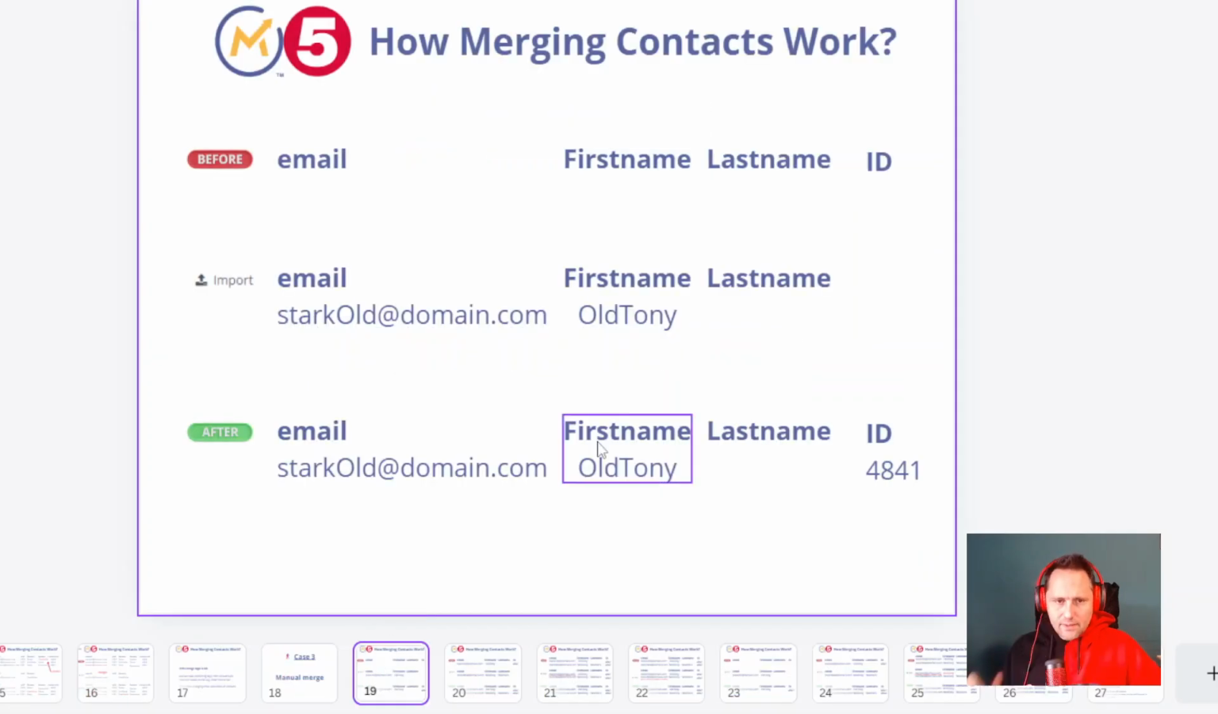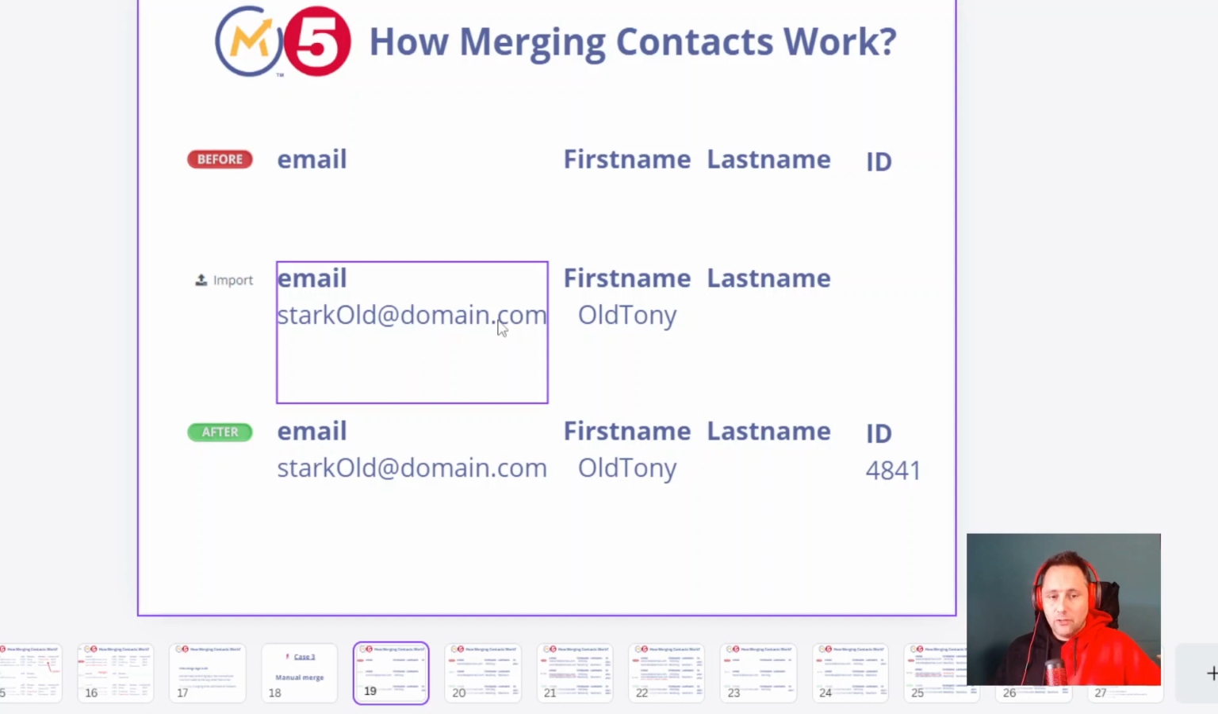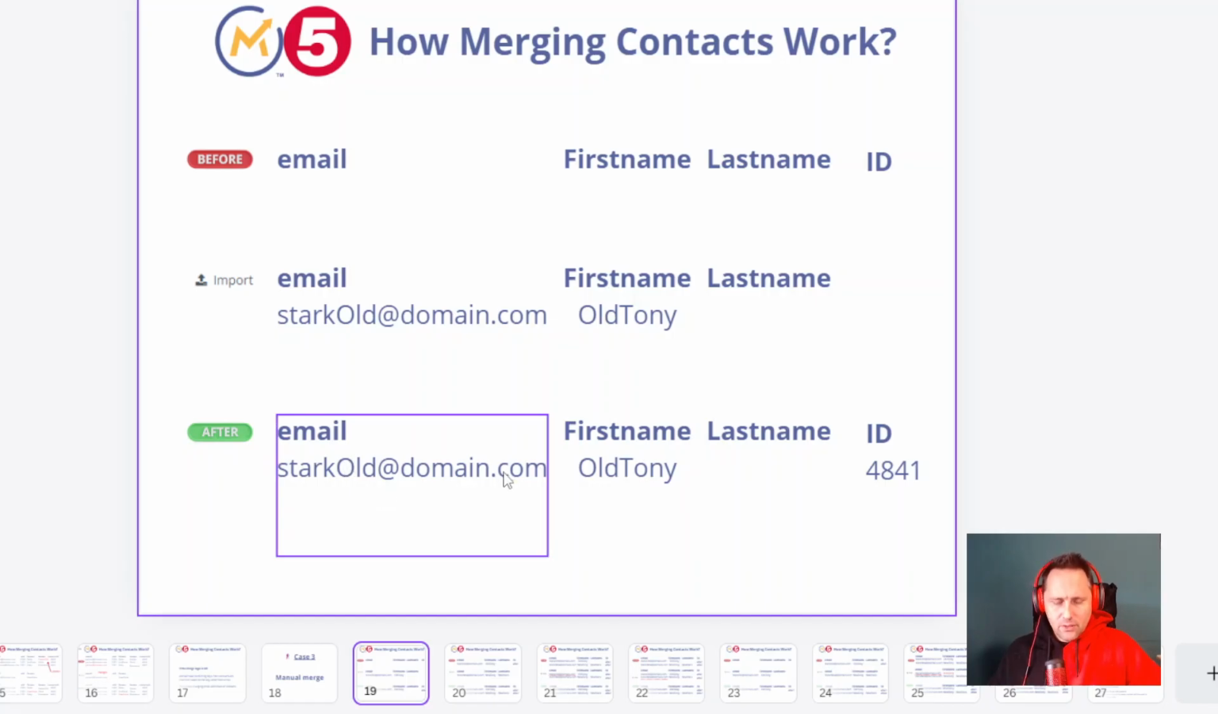Okay, so let's see this example here. This is now a clean system. We don't have any contacts. Then I'm importing a new contact, starkold@domain.com with old Tony. This is going to be the name. I just need to keep track on who is new contact, who is an old contact. So that's why I call him old Tony. I don't think he's old. I think he's cool. So let's go further. When I do this import, then a new contact will be created with this domain, with this email address, first name, and an ID. Everything is clear. You just imported a new contact.